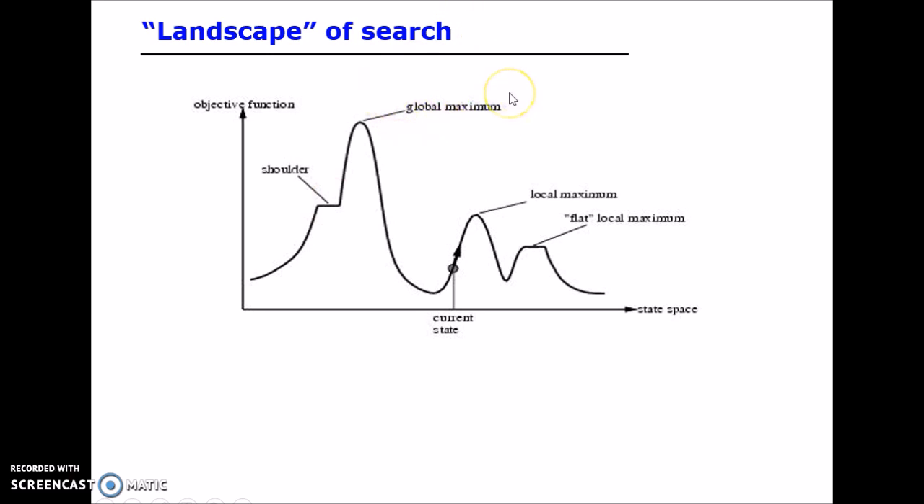Why is this the global maxima? This point is the global maxima because you can see that this is the highest point in the entire graph. Why is this point the local maxima? Respective to its sides, these sides and this side, we can see this is the highest point. And why is this a flat local maxima? Because also respective to its side, it is also the highest value. This is the shoulder because respective to this side, it is higher, but respective to this side, it is lower.